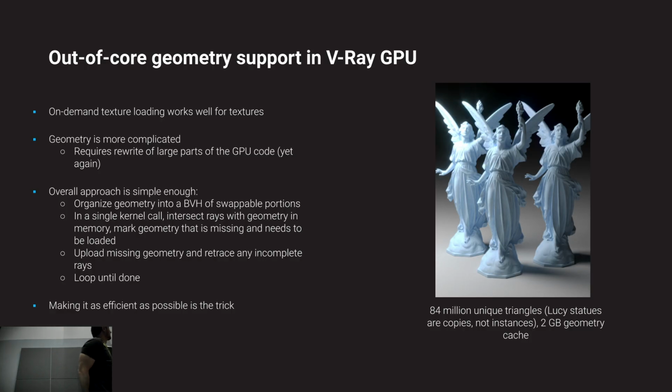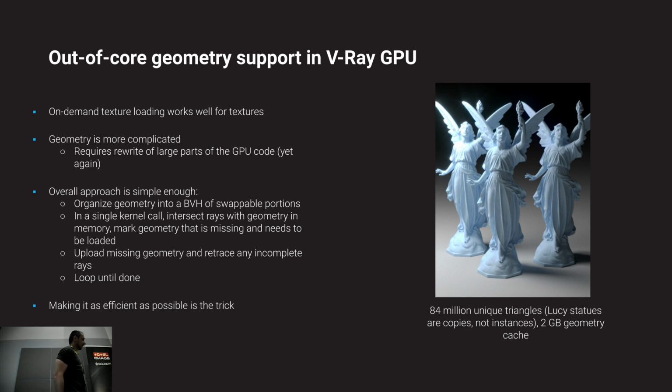All right, so the next major development for V-Ray GPU is out-of-core rendering. We've had on-demand texture loading for V-Ray GPU for a long time. It works really well to reduce memory usage for large scenes, but it only worked for textures. Geometry is a little bit more complicated. For textures, there are mip-map levels, and we can only load the level of detail that's needed for the scene. For geometry, there is no such thing, so you have to handle the geometry at its original detail.